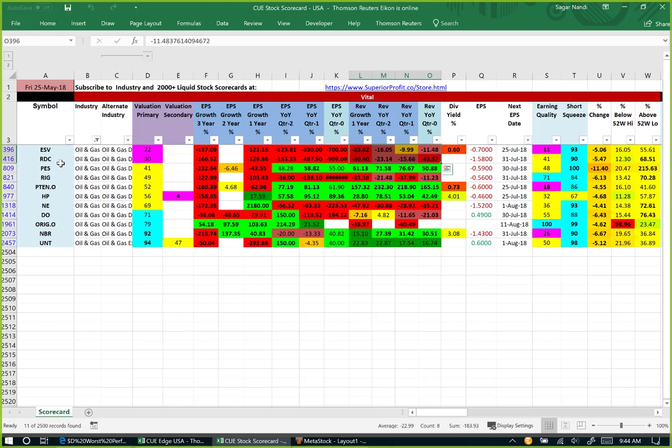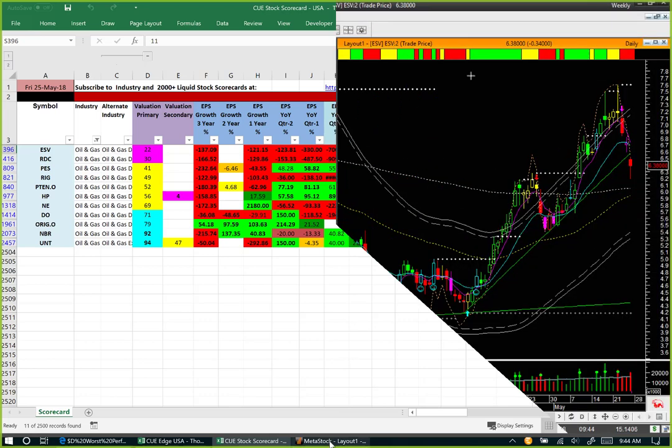Industry was starting to weaken. Valuation was poor. Growth was poor. Very poor dividend as well. On top of that, ESV had poor earnings quality as well. Many things going against them and ripe opportunities for taking short trades. Let's look at them using technical charts.